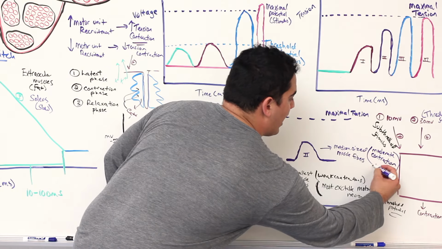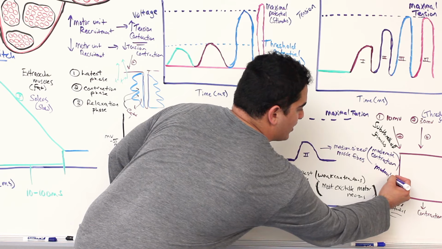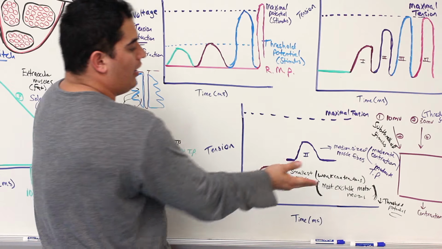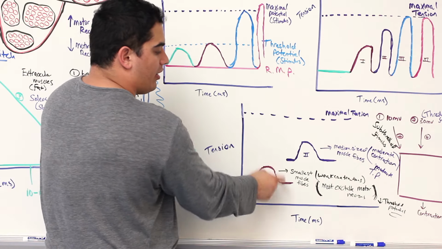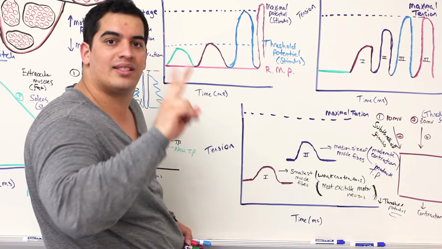So if it has a little bit higher of a threshold potential, let's say a moderate threshold potential, TP, just for the sake of it, then it's going to reach threshold a little bit later than this one. So that would reach the actual threshold and it would get recruited second.